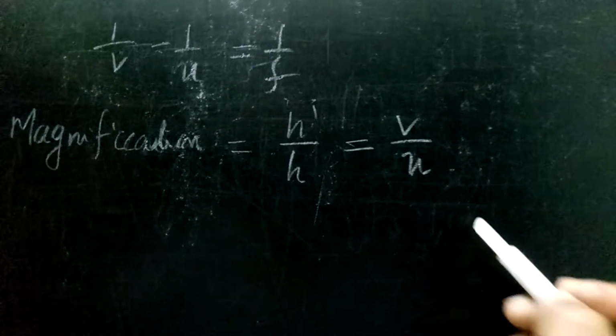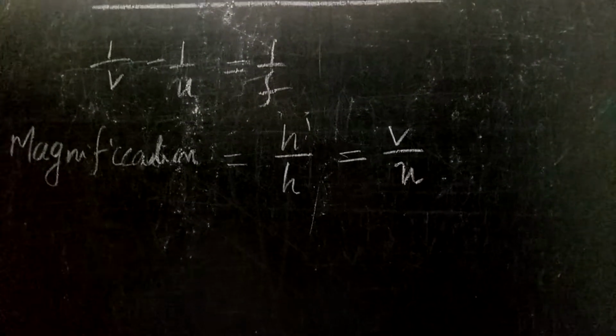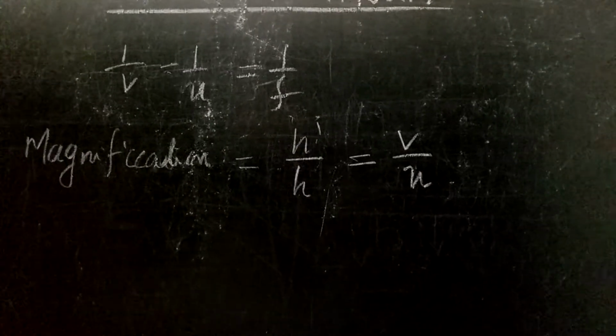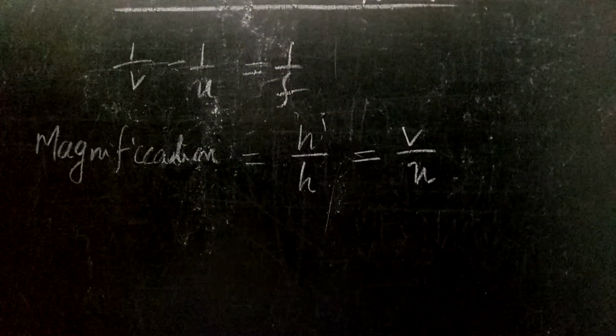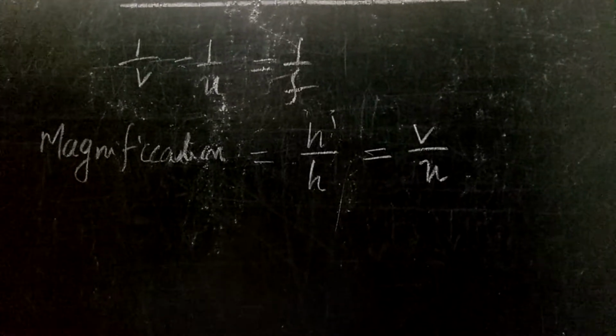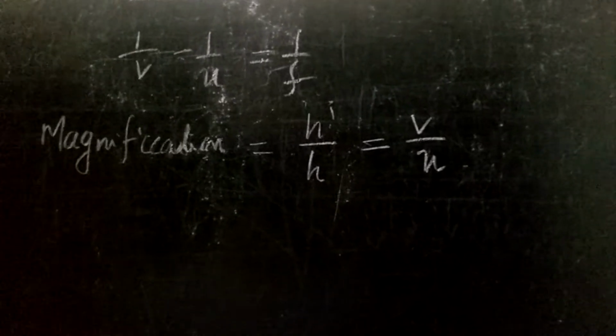So here also you may commit mistakes, that means while choosing the formula or while writing the formula you may commit mistakes. So be careful, you should study thoroughly. Okay, so the lens formula is 1 by V minus 1 by U is equal to 1 by F. Here magnification h dash by h is equal to V by U.